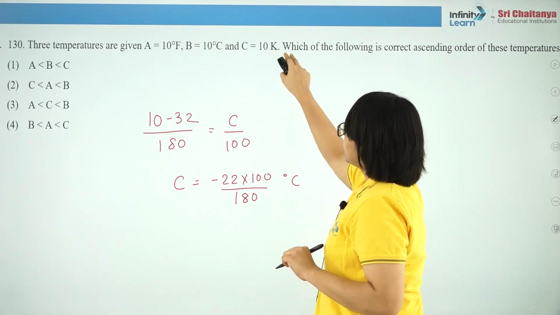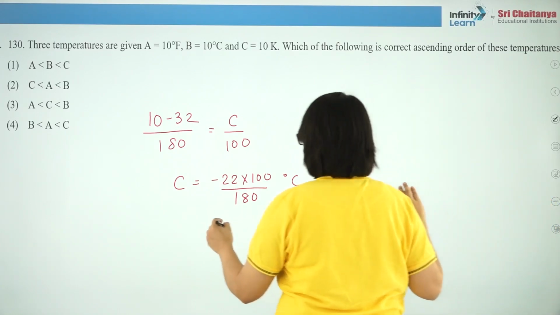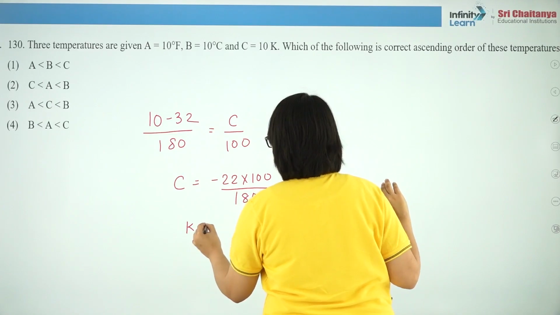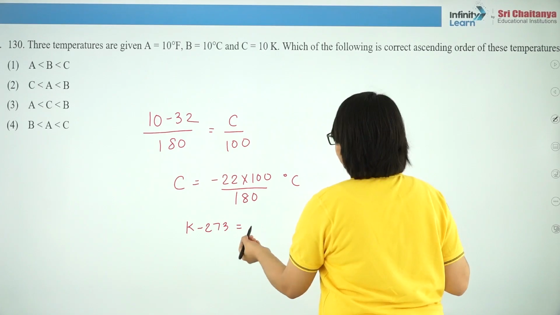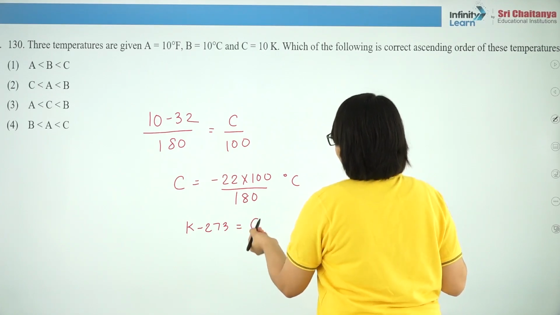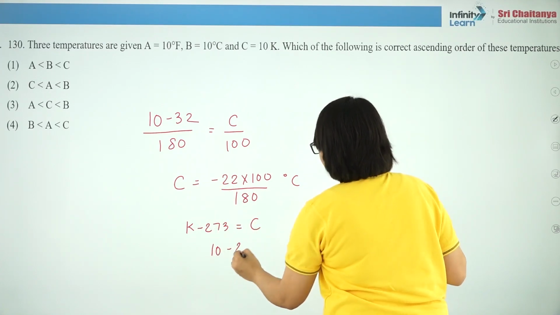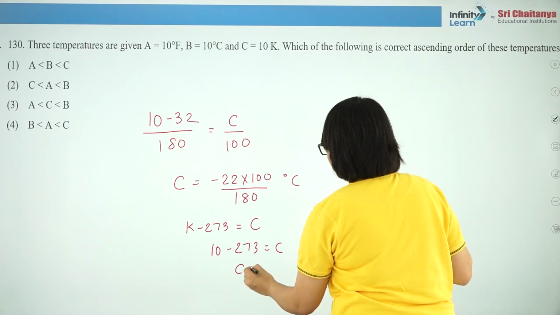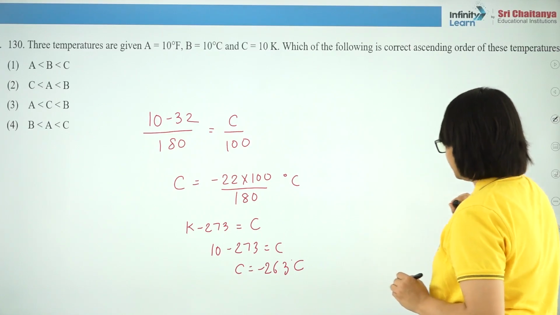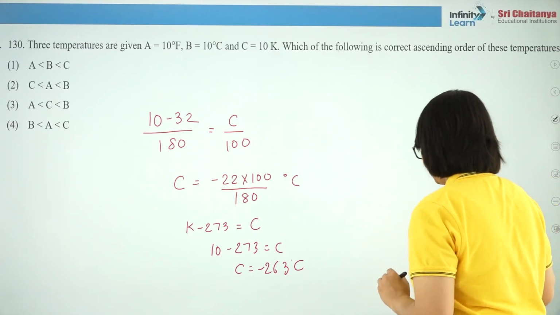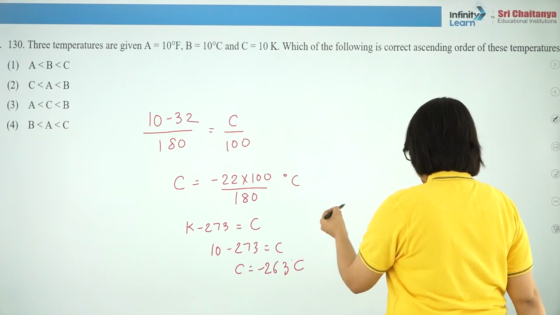Let us convert this 10 Kelvin into degree Celsius, right. So, it will be K minus 273 is equal to C, which is the temperature in degree Celsius of 10 Kelvin. So, it will be 10 minus 273 is equal to C. So, C will be minus 263 degrees Celsius. Now, you can see that both of these values are negative, right. So, A will be, it is nearly minus 12 degrees Celsius.